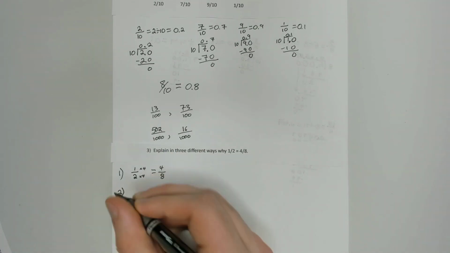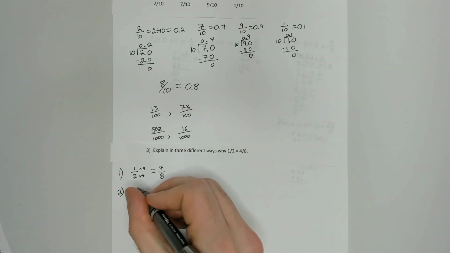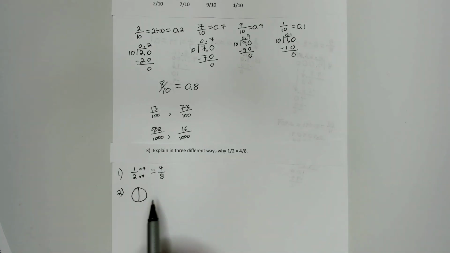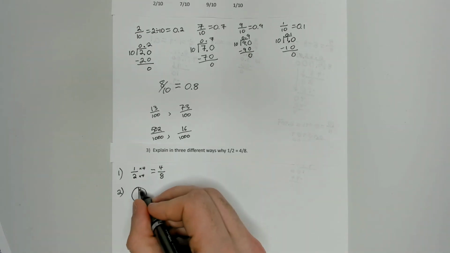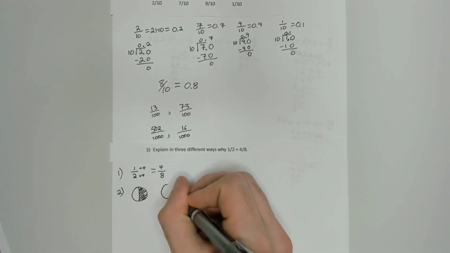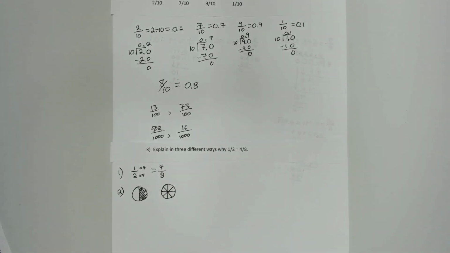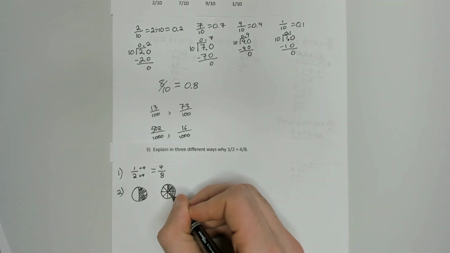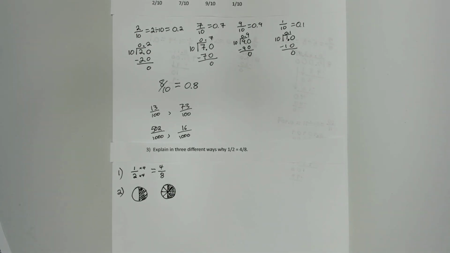The next method is just going to be a visual one. So if we consider a pie here and we split it into 2 halves, right, 2 equal portions, then 1/2 is just going to be one of those portions shaded in, right? But if we take the exact same circle and we split it into 8 portions instead and we shade in 4 of those portions, what do we see? Well, we see it's the exact same portion shaded in, right? So because of that, it is the same fraction. 1/2 or 4/8, they're expressing the same portion of the shape that is being shaded in.